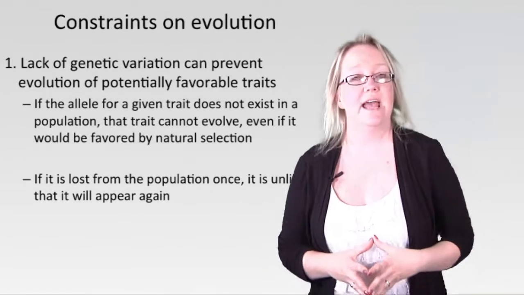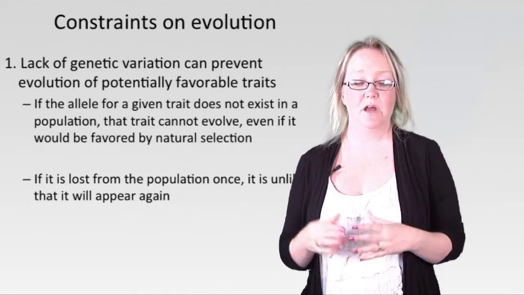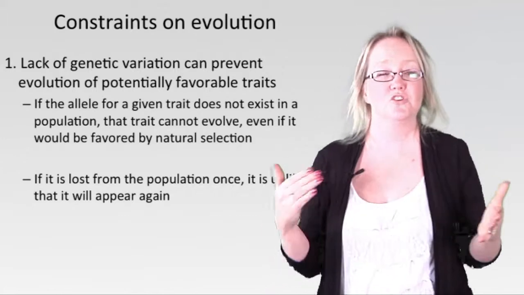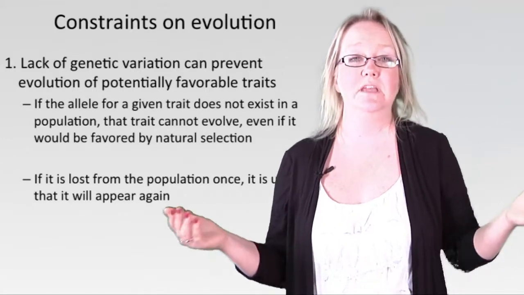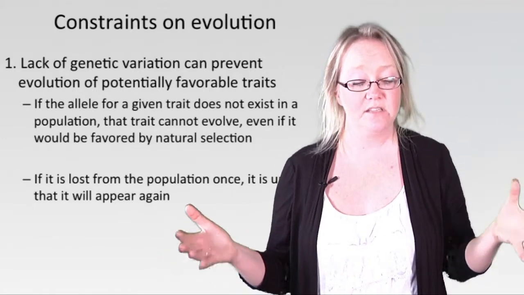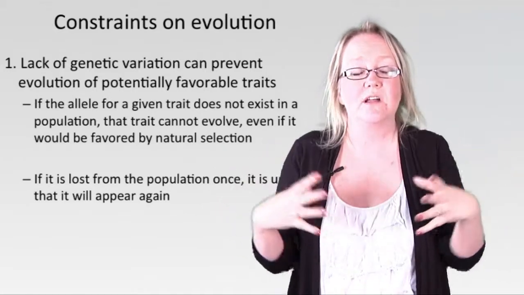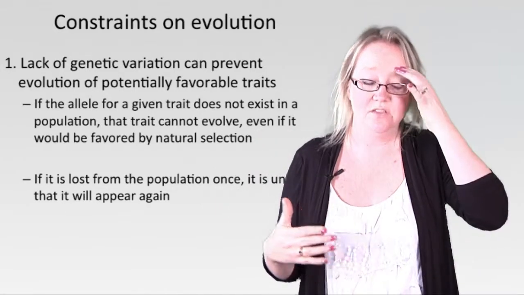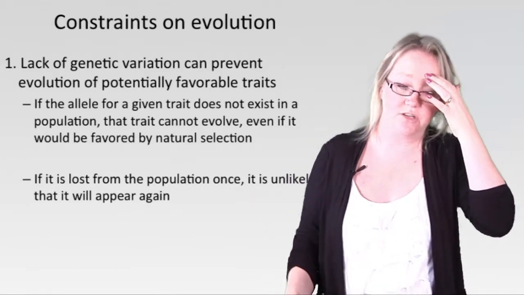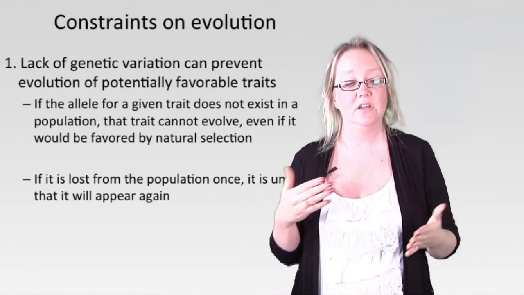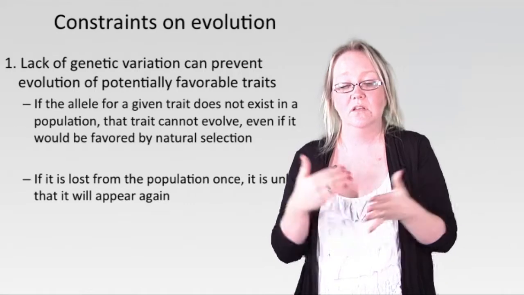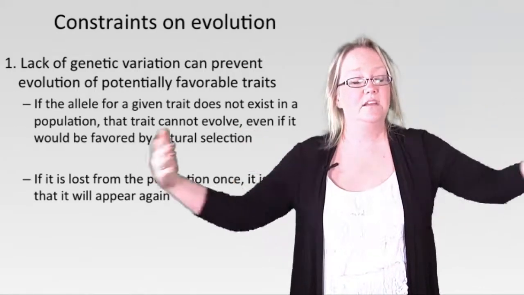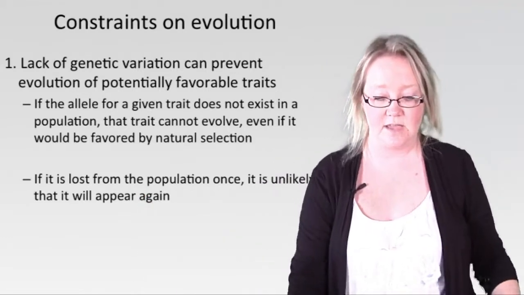All right, let's look now at constraints on evolution. So we've been talking about evolution, change over time, natural selection, sexual selection, traits being selected for, being better adapted to environments. So now we have to look at what kind of limits those abilities to change. So we looked at lack of genetic variation. Without variation, we are not able to select favorable traits because there's no difference. There's nothing to be selected for because everything is the same.